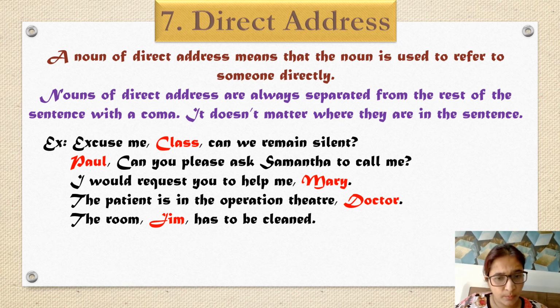The patient is in the operation theater, doctor. Doctor becomes the direct address. The room, Jim, has to be clean. So Jim is again separated by commas and Jim is the direct address here. Let's go and see the next one.